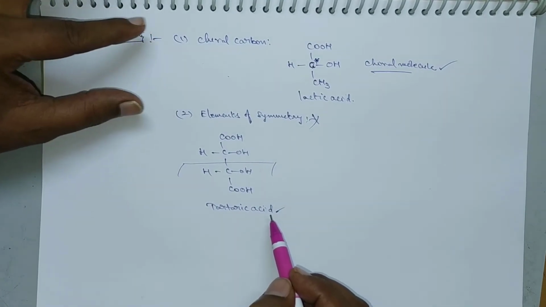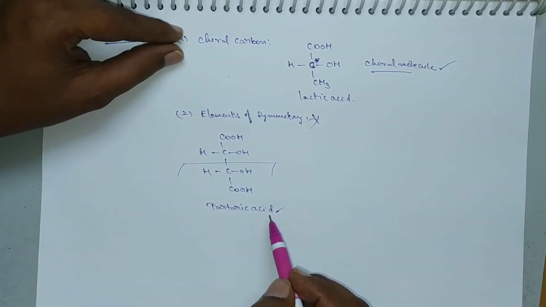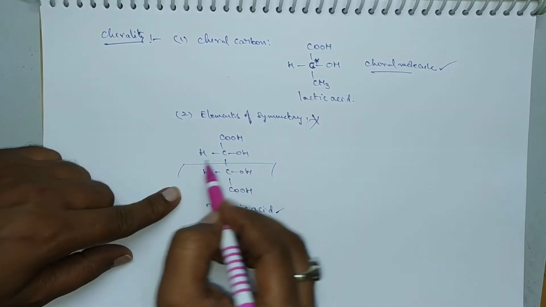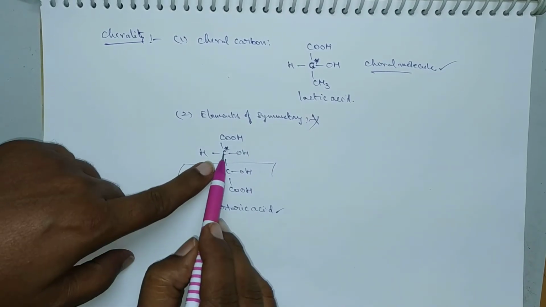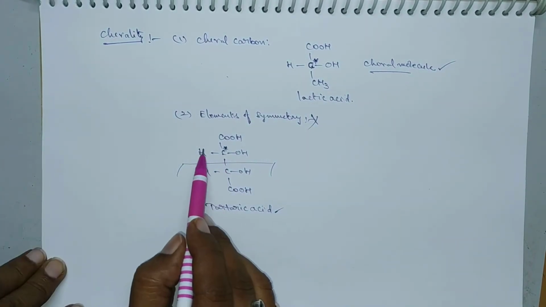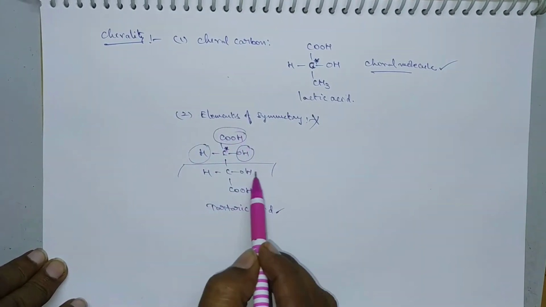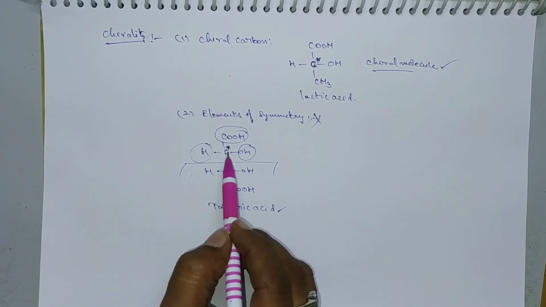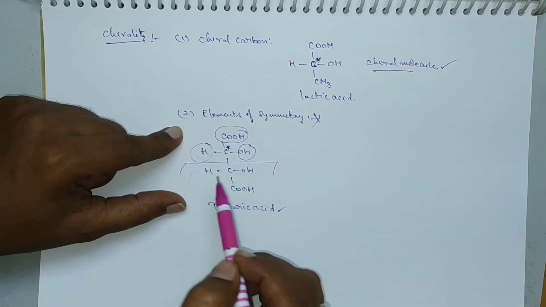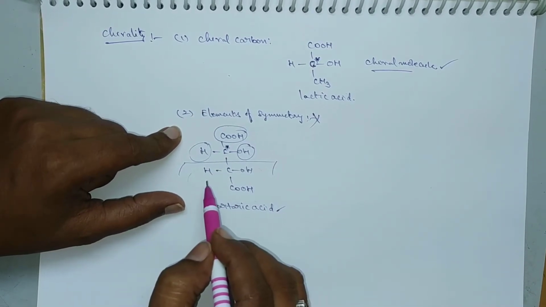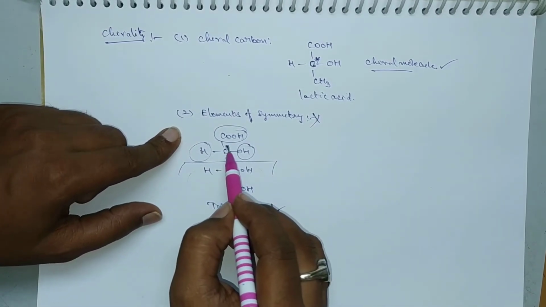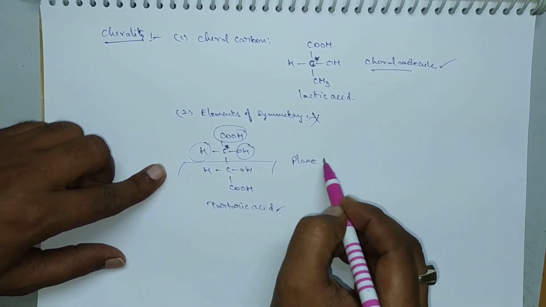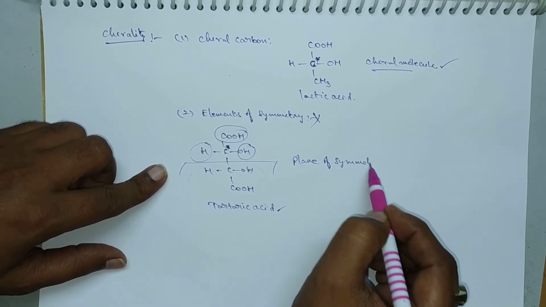So if any molecule satisfies these two conditions, that is, it consists of a chiral carbon and does not consist of any elements of symmetry. Here, if you take this carbon, it is a chiral carbon, since it has 1, 2, 3 groups and this one is the fourth group. So there are 4 different groups, and that's why this carbon is a chiral carbon. But this molecule is not chiral. Clear? Even though it consists of a chiral carbon, it possesses an element of symmetry, that is, a plane of symmetry.